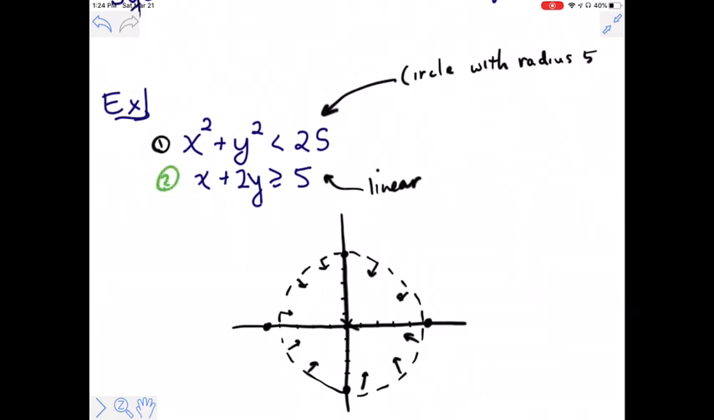For that one, just going to make a quick table of values here for the second inequality. If I want to find the y-intercept, let x equal 0. If x is 0, then I have 2y equals 5. Divide by 2, and y equals 2.5. If I want to find the x-intercept, I let y equal 0. So if y equals 0, then I have x equals 5. So 5 comma 0, and then 0 comma 2.5. And since it's greater than or equal to, the equal to part means solid line.